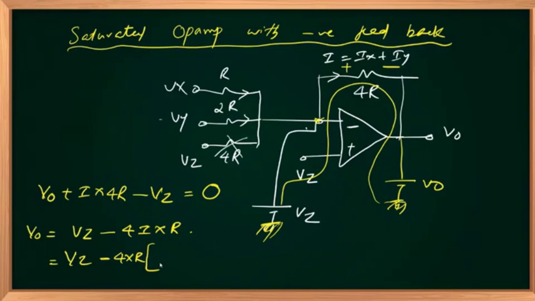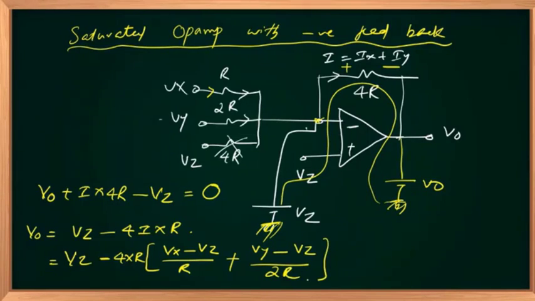How much is I? Ix plus Iy. Ix is Vx minus Vz by R, and Iy is Vy minus Vz by 2R, because this potential is at Vz. Current flowing through this R is Vx minus Vz by R. Second branch current is Vy minus Vz by 2R.